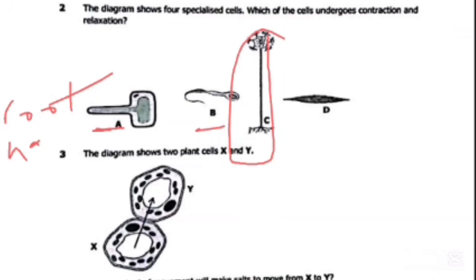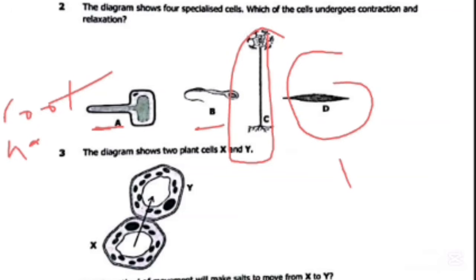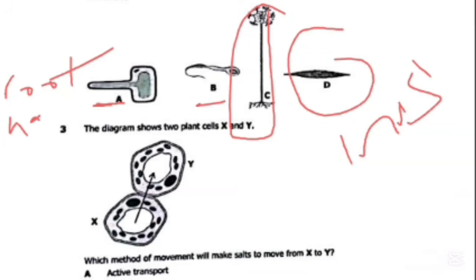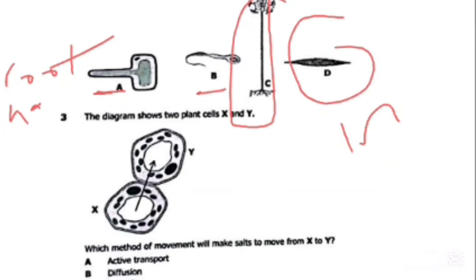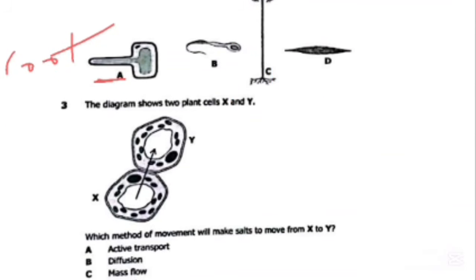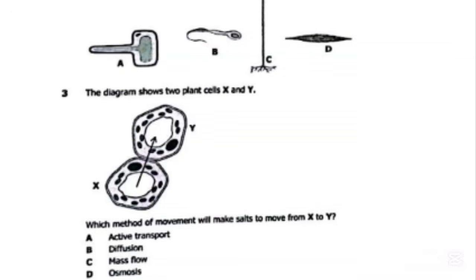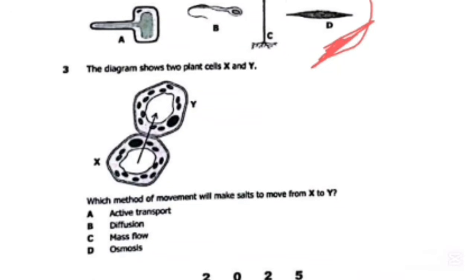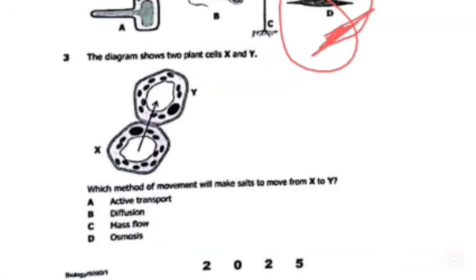Therefore, that leaves us with D, which is the muscle cell. Remember, muscle cells are the cells responsible for contraction and relaxation so that you can move. This cell is what is responsible. So here our answer is D.